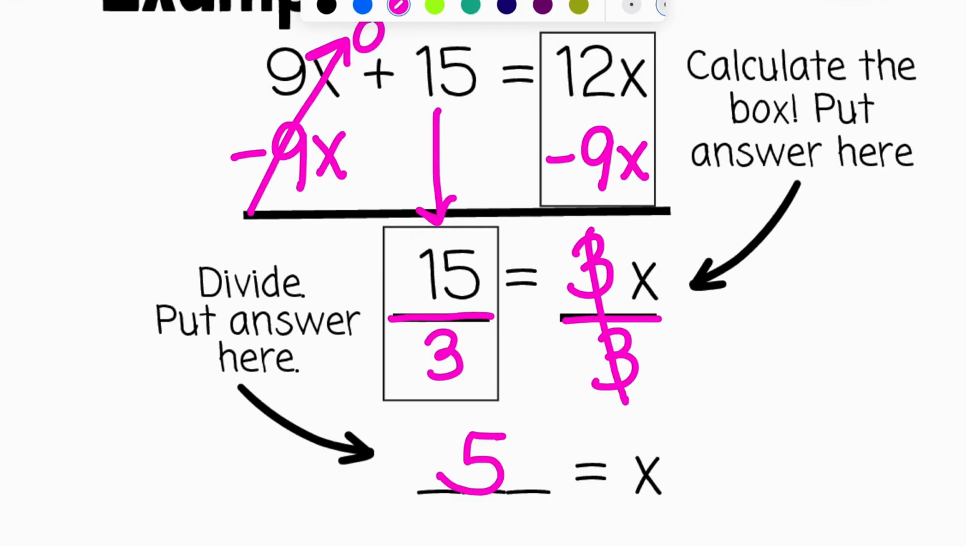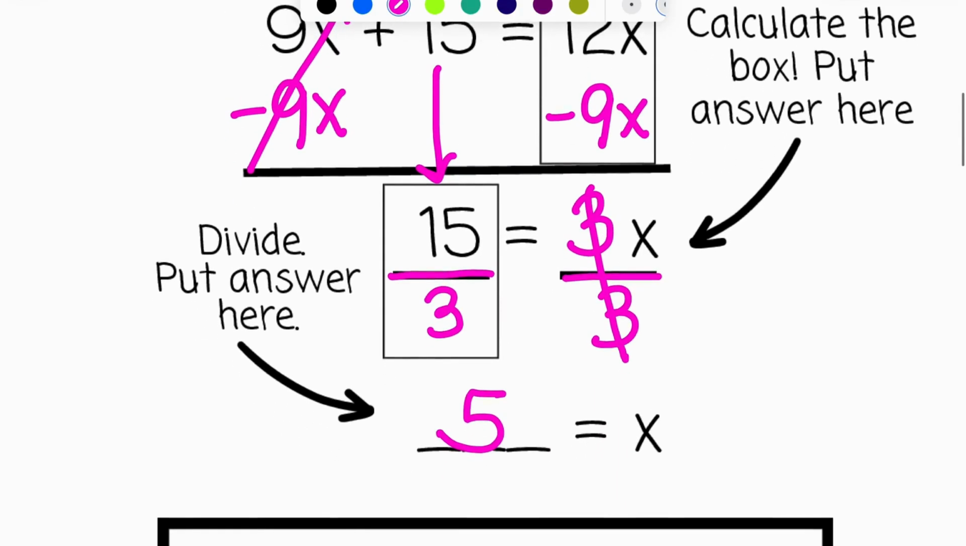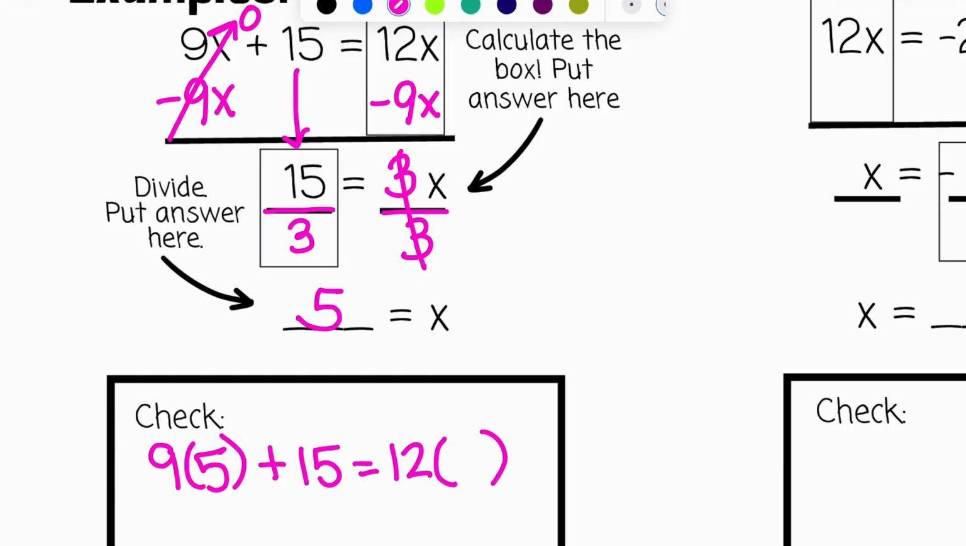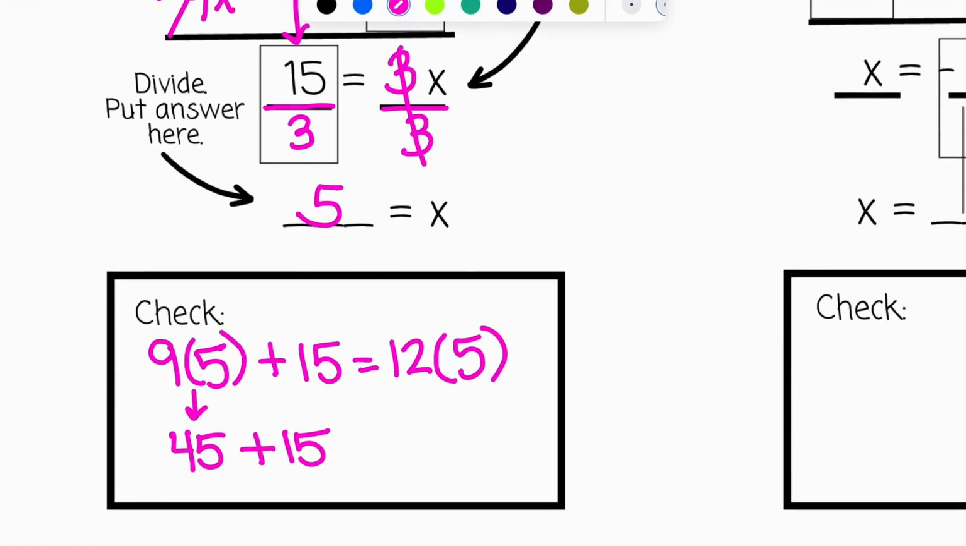Now again, to check it, we just take our original equation, and everywhere where we had an x, I'm going to put parentheses. And inside the parentheses, I'm checking the answer 5. And we want to see if the left side equals the right side. So 9 times 5 is 45 plus 15. And 45 plus 15 equals 60. And then on the right side, 12 times 5 equals 60. Since these two are equal, we know we got it right.